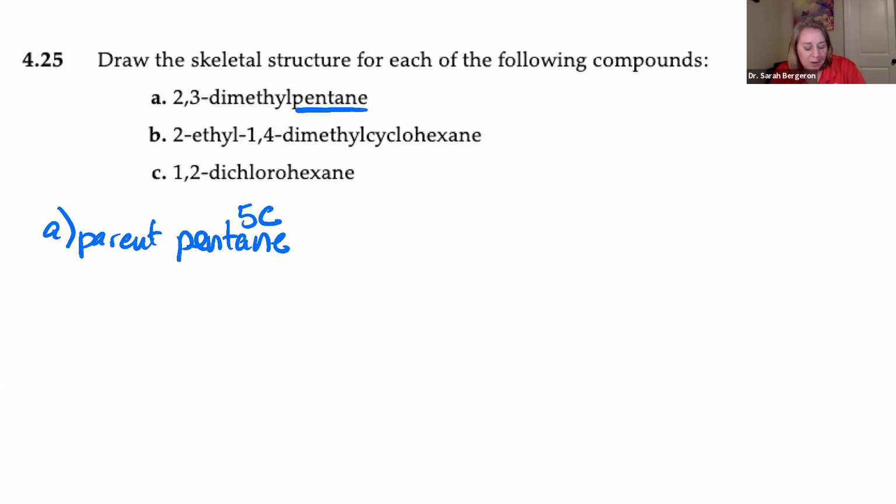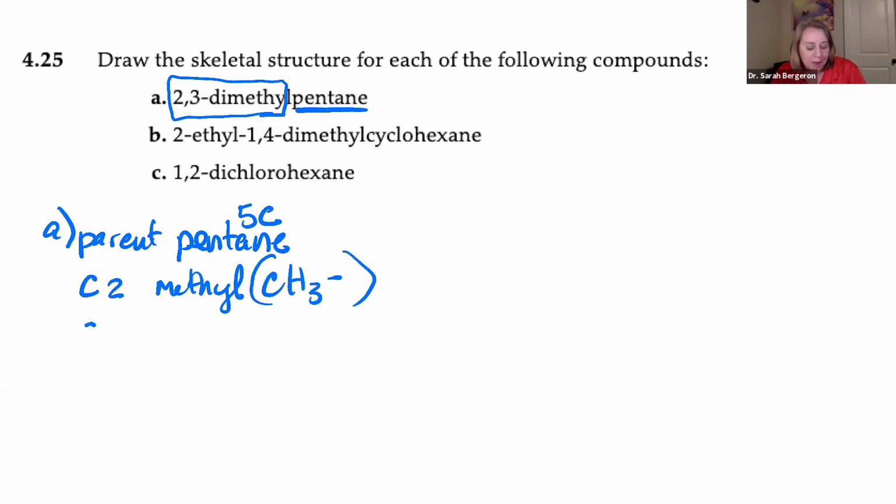Then I'm going to come over here and look at my prefixes. 2,3-dimethyl. So what is that telling me? It's telling me on carbon 2, I have a methyl. And remember what your methyl is. Your methyl is the CH3 and it's bonded to it. So I'll just put it in parentheses. And then on carbon 3, I also have a methyl. That's CH3 and it's bonded to the rest of the molecule.